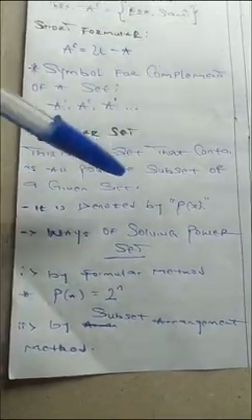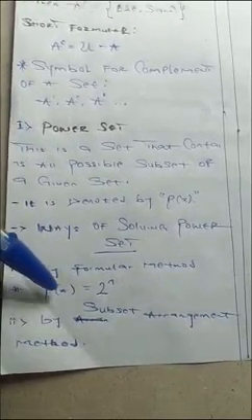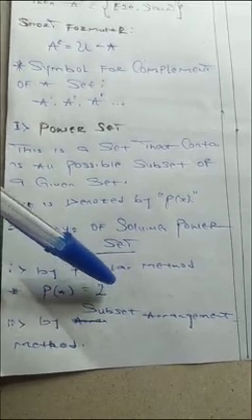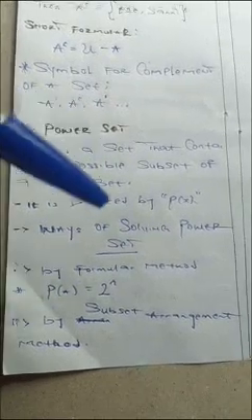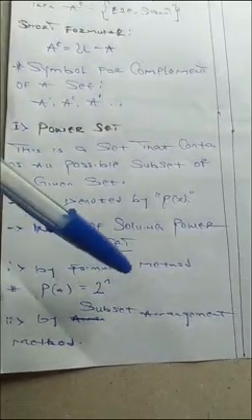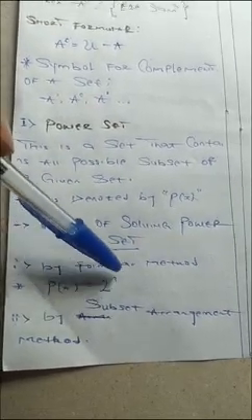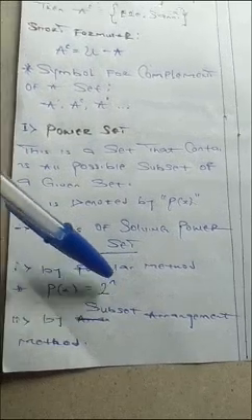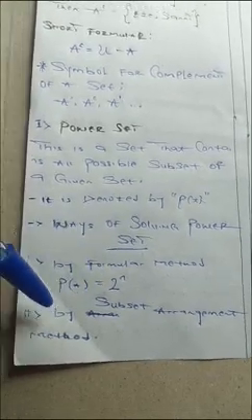So the first one is the formula method, where the power set of A is simply equal to 2 raised to power n. If I'm asked to find the power set of a particular set, I get the cardinality of the set. Let me assume the cardinality is 3. So it becomes 2 raised to power 3, which is 8. It means the power set of that set has 8 elements.